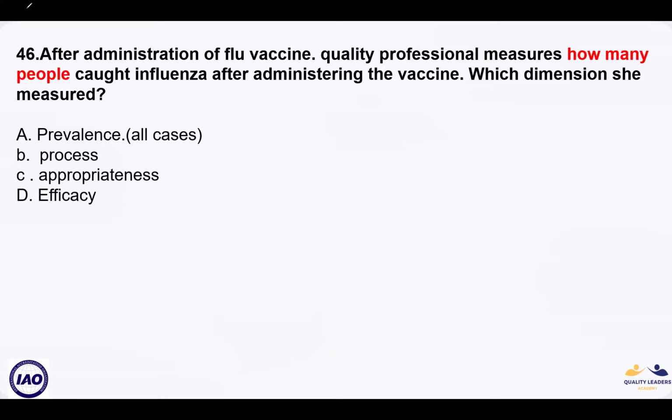Here, prevalence means it's an epidemiological measure. It's not a quality dimension. So this is not the right answer. Process, again, it's the act of vaccinating, not counting who got the flu afterwards, right? Appropriateness, I mean, was the flu vaccine indicated for that particular population or not? It's not being measured here. So ultimately, how many people, capacity in controlled setting, efficacy is the right answer.